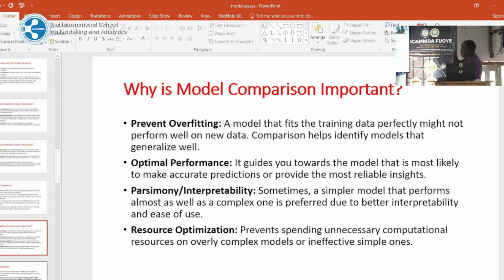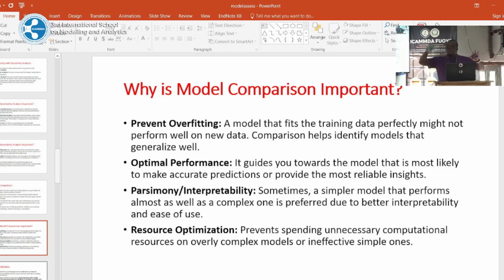So, optimal performance. Why is model comparison important? It guides you towards the model that is most likely to make accurate predictions or provide the most reliable insights. So model comparison guides you. Like I told you about the UK foot and mouth, they had about 3 models.